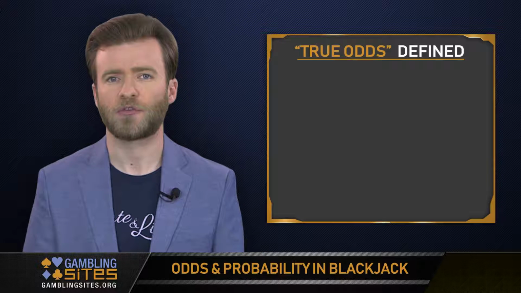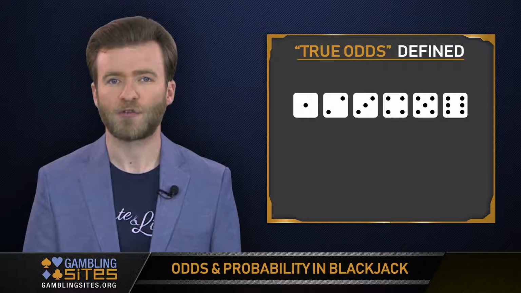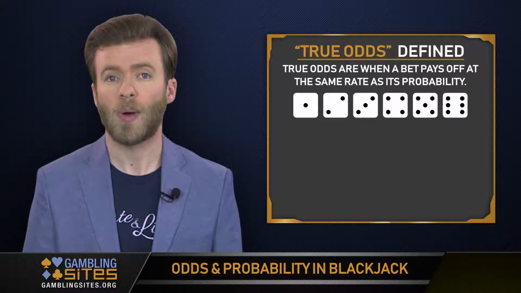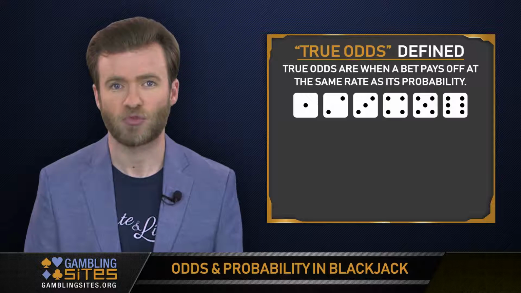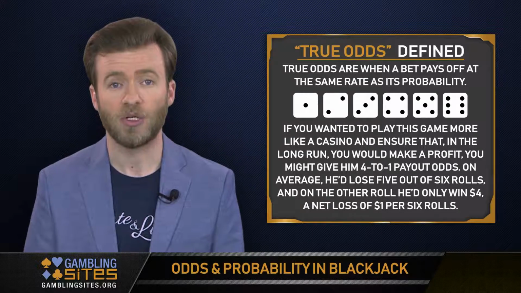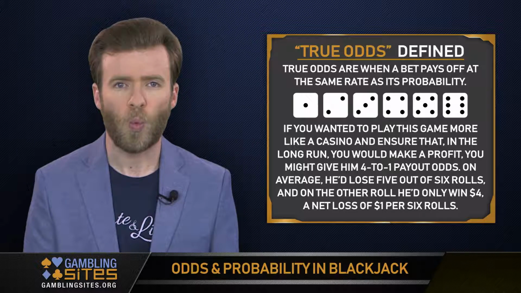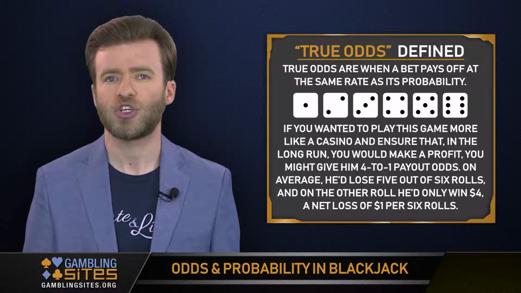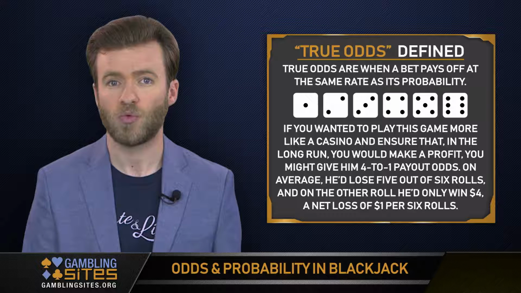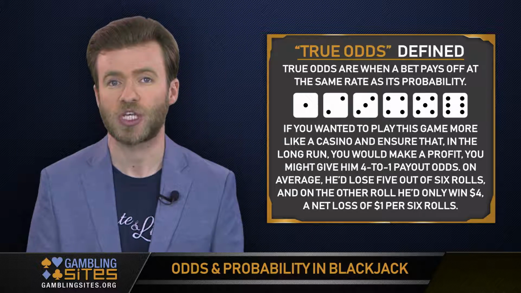Now, if you were betting with a friend on individual rolls of the die at $1 per roll, giving your friend 5 to 1 payout odds would be giving him true odds. True odds are when a bet pays off at the same rate as its probability. If you wanted to play this game more like a casino and ensure that in the long run you'd make a profit, you might give him 4 to 1 payout odds. On average, he'd lose 5 out of 6 rolls, and the only other roll that he'd win, he would win $4, a net loss of $1 per 6 rolls.